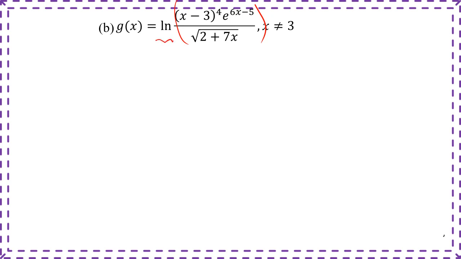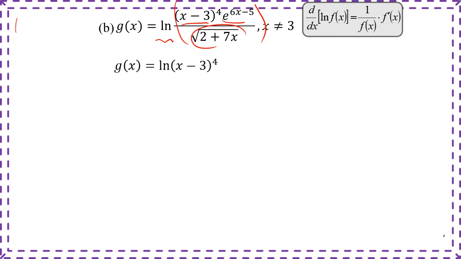It's a log, right? So we can apply the law of logarithm. This is like a multiplication between A and B divided by C. So this is A, this is B, this is C. So we can separate it by using the law of logarithm, which is log of A plus log of B minus log of C. Right? This is the law of logarithm. So it will be natural log of (x minus 3) to the power of 4 plus natural log of e to the power of 6x minus 5 minus natural log of square root of 2 plus 7x.